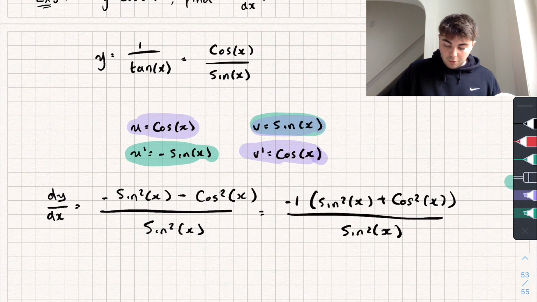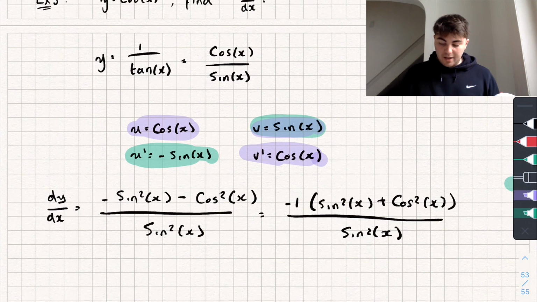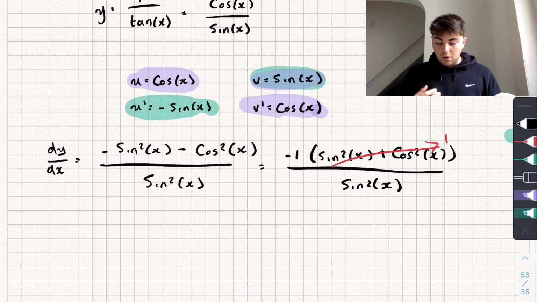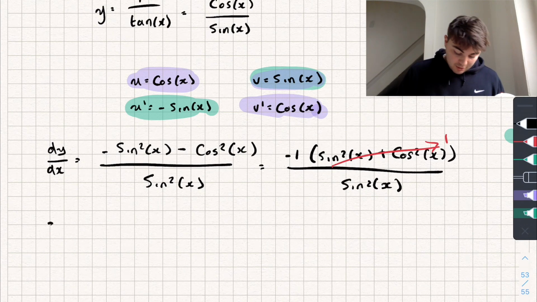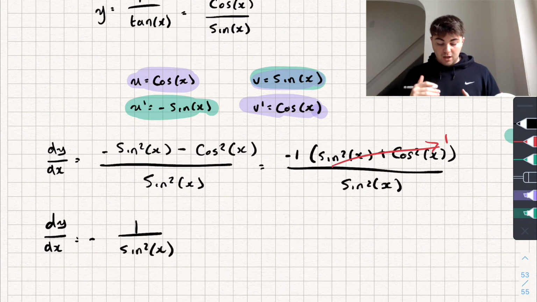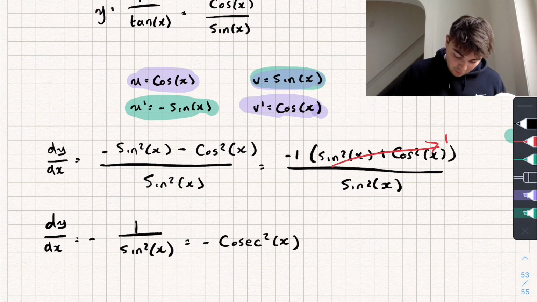Now this part of the numerator, sine squared plus cos squared of x, is a trig identity, and that equals 1, so this part goes to 1. And so our numerator is going to be negative 1 over sine squared of x, okay? And so we could say dy by dx is equal to negative 1 over sine squared of x. And 1 over sine is just cosec, so 1 over sine squared is going to be cosec squared, and we get the derivative is negative cosec squared of x.